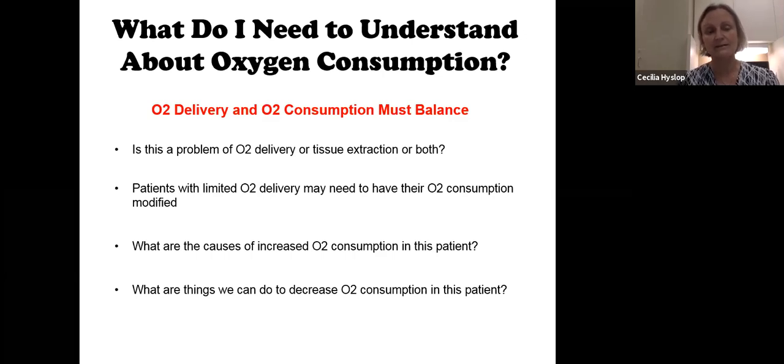So we have to try and determine, is this a problem of oxygen delivery, so a poor heart that can't pump out well, maybe because the patient is too vasoconstricted? Or is it a problem of tissue extraction, or both, meaning the patient has a high oxygen consumption and high oxygen extraction? Patients with limited oxygen delivery may need to have their oxygen consumption modified.